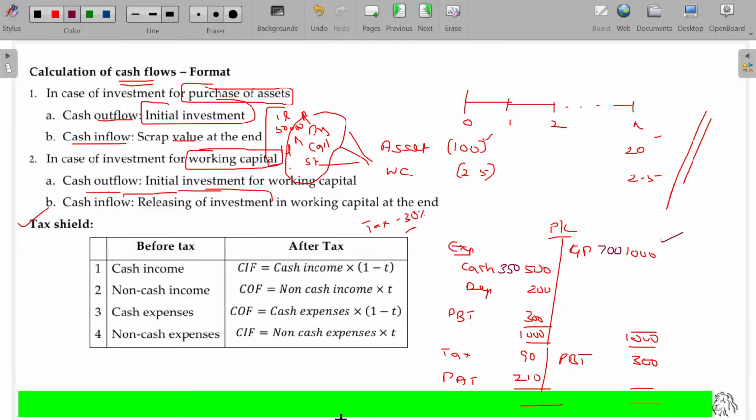Every 1 rupee you receive actually comes to your pocket only after tax. 1 minus T. How do I get it? Cash income into 1 minus T is the net. Similarly, cash expenses into 1 minus T, net of tax, is your ultimate expense for every 100 rupees.